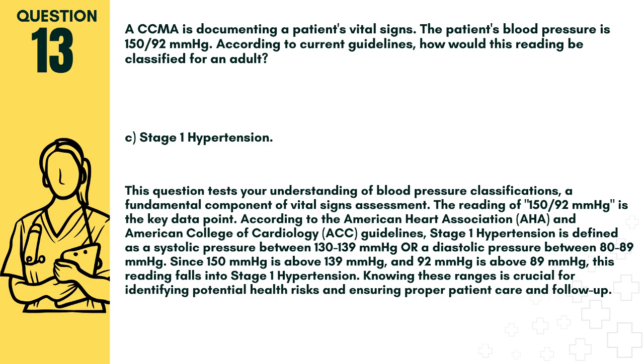According to the American Heart Association, AHA, and American College of Cardiology, ACC, guidelines, stage 1 hypertension is defined as a systolic pressure between 130 to 139 mmHg or a diastolic pressure between 80 to 89 mmHg. Since 150 mmHg is above 139 mmHg, and 92 mmHg is above 89 mmHg, this reading falls into stage 1 hypertension. Knowing these ranges is crucial for identifying potential health risks and ensuring proper patient care and follow-up.